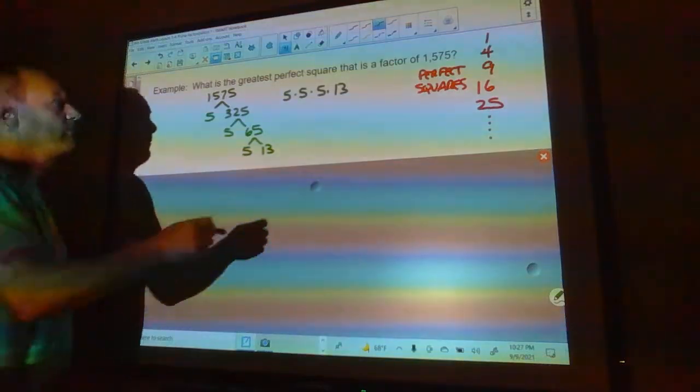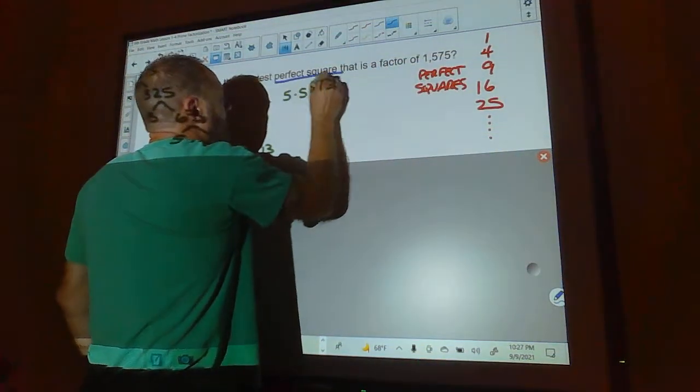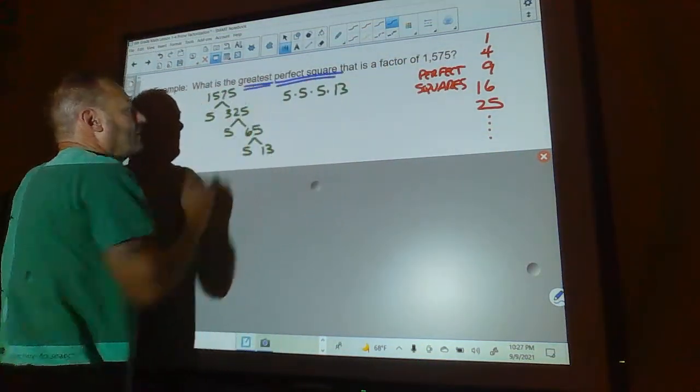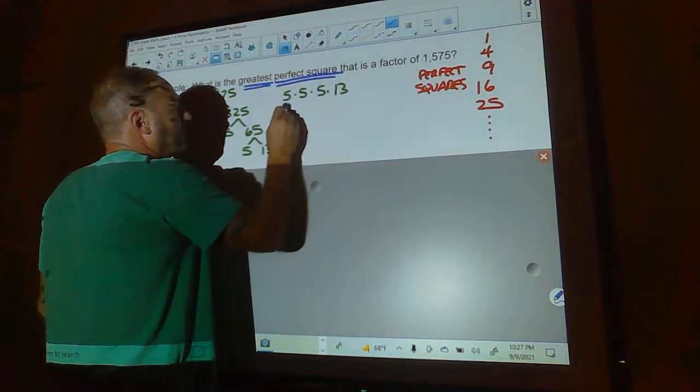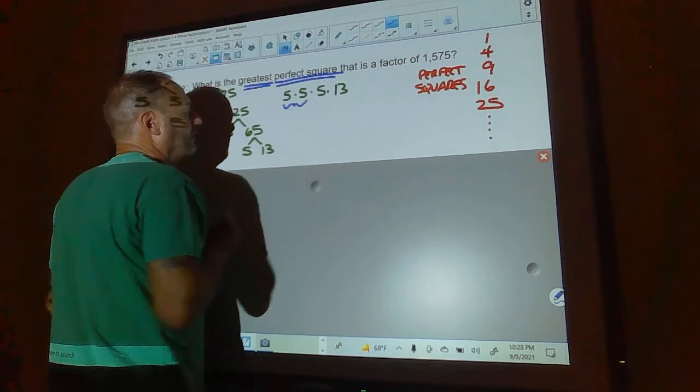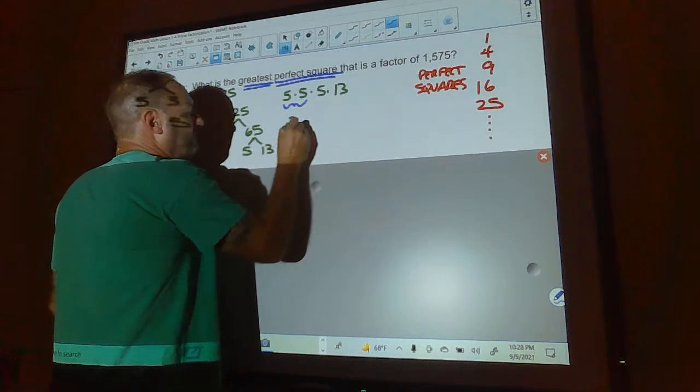Now, what you're looking for, though, is the biggest perfect square. Okay? So how do I get a perfect square? Well, let's see. I find a number that when I multiply it by itself, hey, that's going to be a perfect square. It's going to be 25.